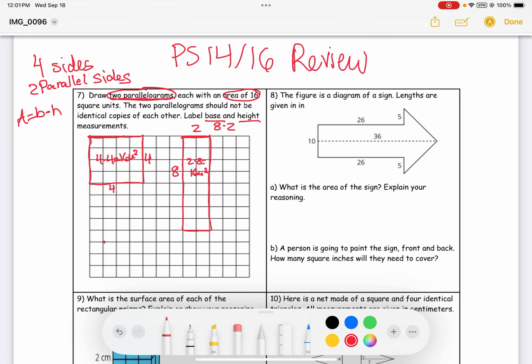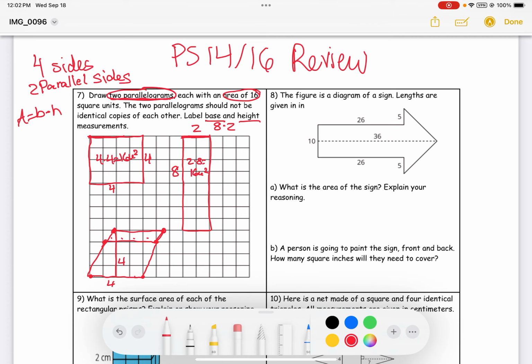Some people might want to do a parallelogram that looks like this, 1, 2, 3, 4, and then 1, 2, 3, 4, and kind of have a slanted one where the base is 4. Oops, that wouldn't work. I need to go up one more. So if it was like that, and the base is 4 and the height is 4, that would be another example that looks different. But there's lots of answers. Make sure the base times the height multiplied to get 16.